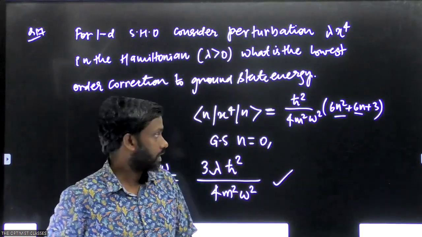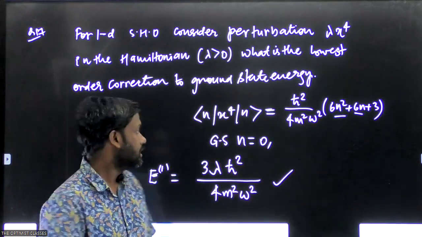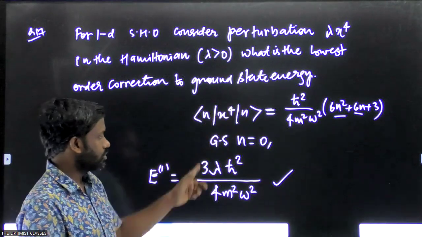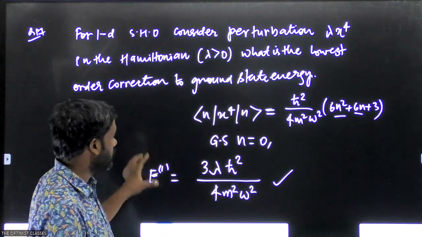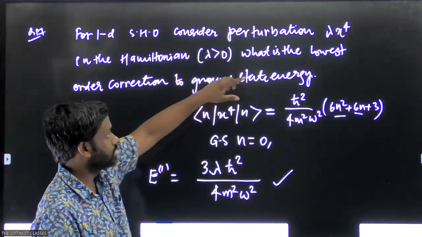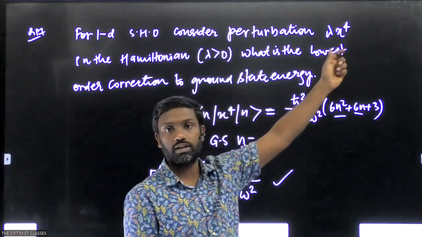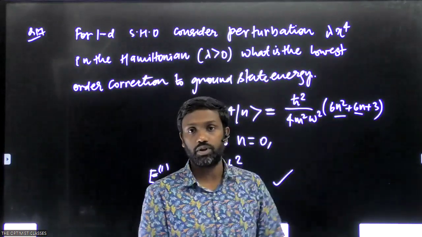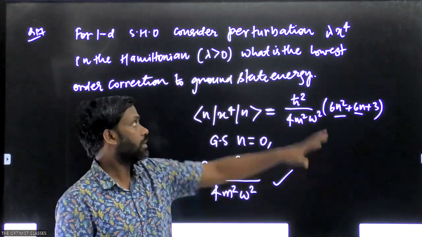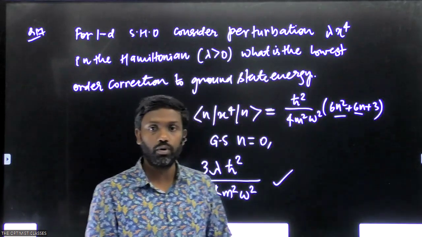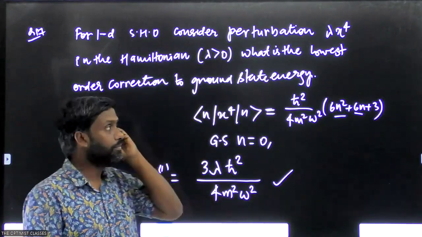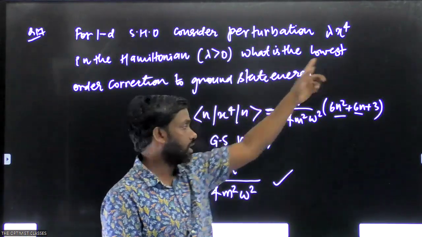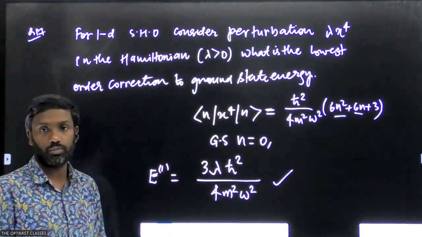In the simple harmonic oscillator, for the ground state, you put n equal to 0, and at the end you just multiply it by lambda, because the first order correction is basically just the expectation value of the perturbative potential. Here the perturbative potential is this lambda x to the power 4. So when we take its expectation value, the lambda will also be present. So this is coming out to be the correct answer.